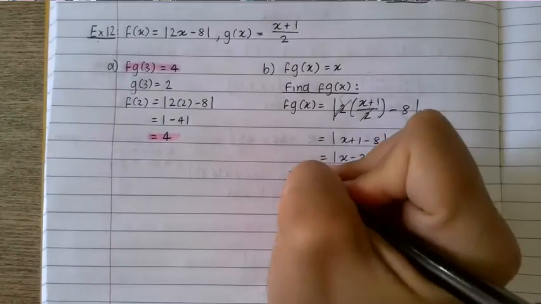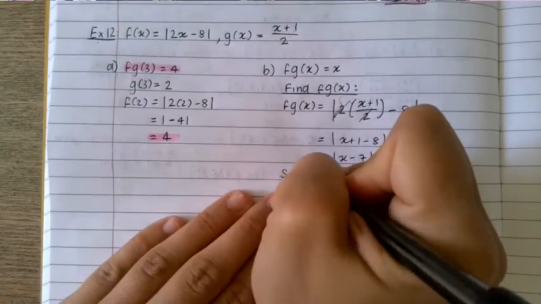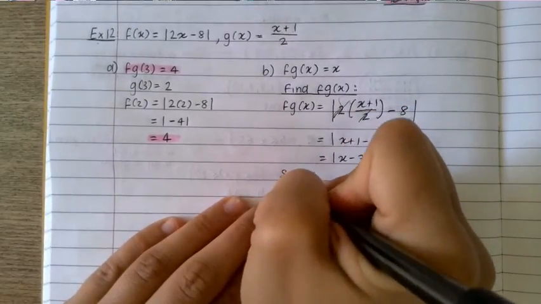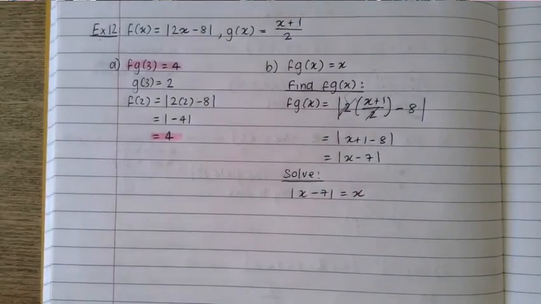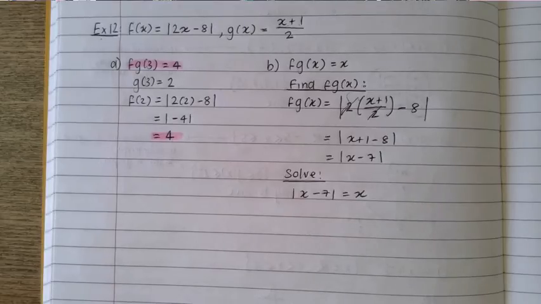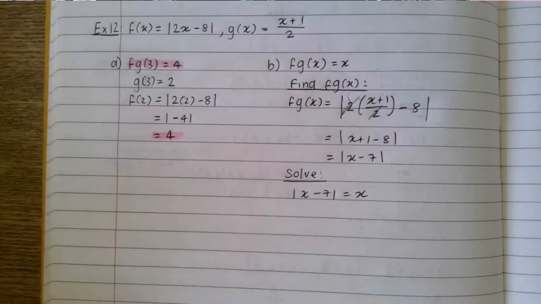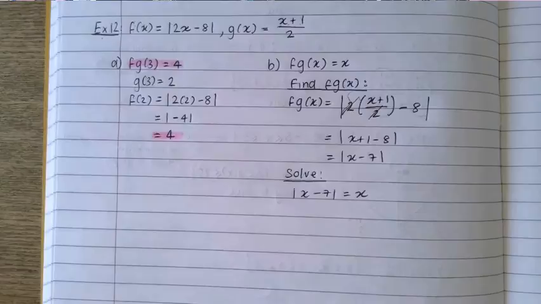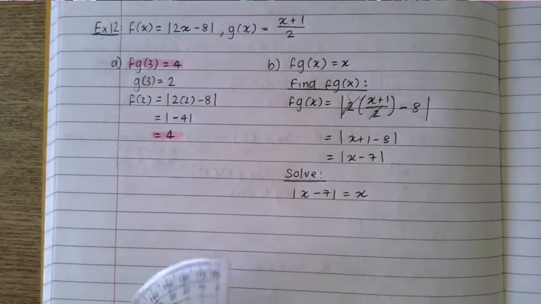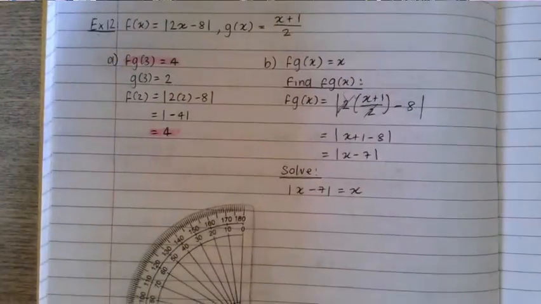Now we're going to start to solve. We are asked to solve for fg of x equals x. Now if we think back to chapter 2.1, when we did the modulus function, the way we would solve this is by using a graph to help us. So I'm going to plot y equals the modulus of x minus 7, and I'm going to plot y equals x.